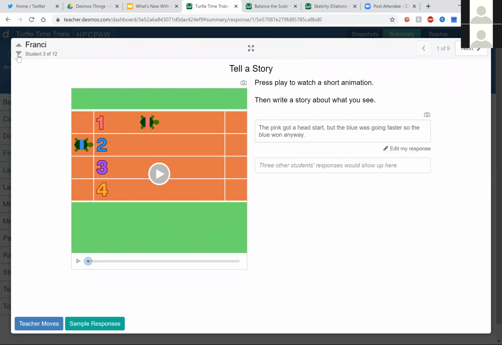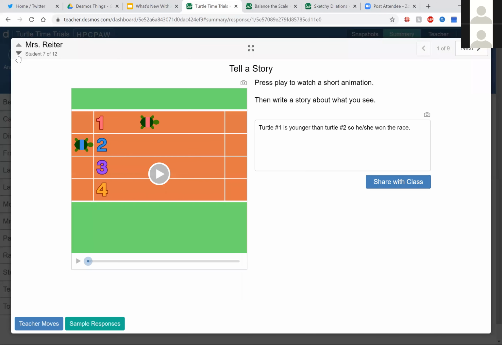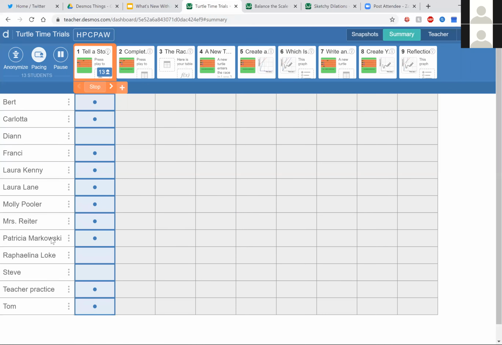Francie said the pink got a head start, but the blue is going faster, so the blue won anyway. Fantastic. Red turtle in lane 1 gets a head start. Blue turtle in lane 2 is faster. So we're looking for interesting responses here. And this one is all about position and eventually rate of change. So we're looking for things along those lines. And notice we have all the people here who have given their thoughts so far.